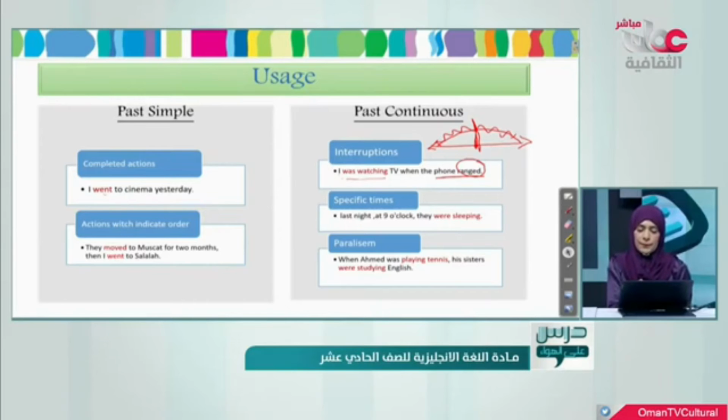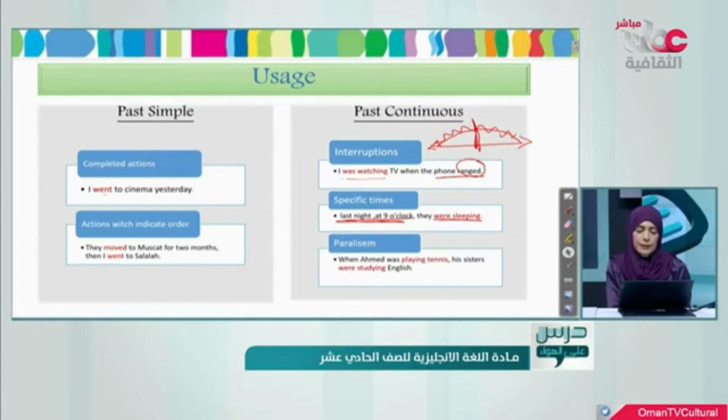Specific times. Last night at 9 o'clock they were sleeping. Here I have a definite time in which at 9 o'clock they were sleeping. I have a definite time. Then at that time they were doing that action, they were sleeping, in the middle of their sleeping time.